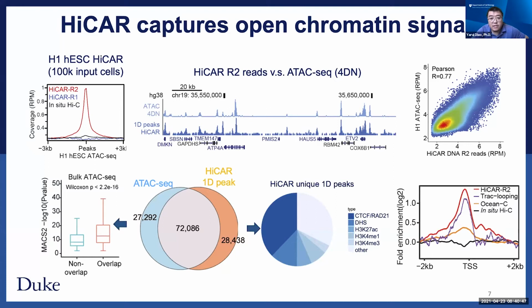And as I mentioned, existing methods known as Trac-looping or OCEAN-C have been developed to capture open chromatin associated long-range chromatin interactions. So we compare the signal enrichment from HiCAR and from data generated by Trac-looping and OCEAN-C. Because the data are generated using different cell lines, instead of comparing the signal enrichment on open chromatin regions, we just simply compare the signal enrichment on TSS. As you can see here, both HiCAR and Trac-looping can efficiently enrich the open chromatin signal. But OCEAN-C, the orange curve, the enrichment is not so efficient.